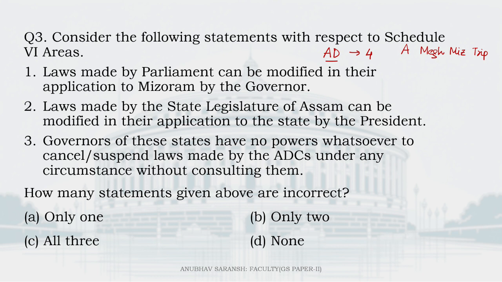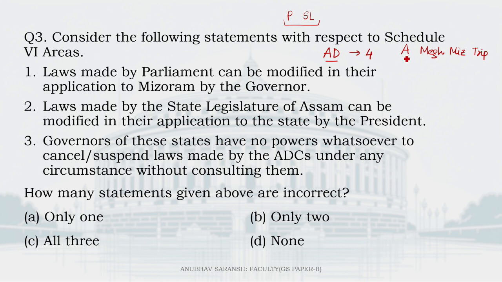So in these 4 states, we have certain districts called autonomous districts, and for each such district, we have an independent body called ADC. It's actually called DC, a district council, but commonly known as an autonomous district council or ADC. Now let's see. First statement, laws made by parliament can be modified in their application to Mizoram by the governor. Now just to clarify, the governors and the president can modify laws made either by the parliament or the state legislature in the application to these states.